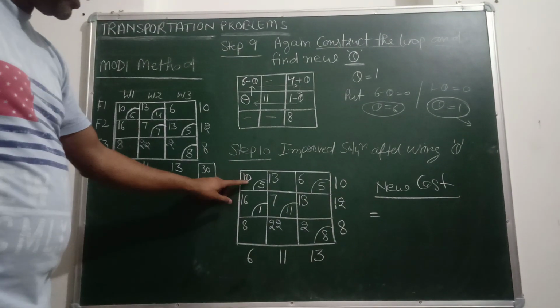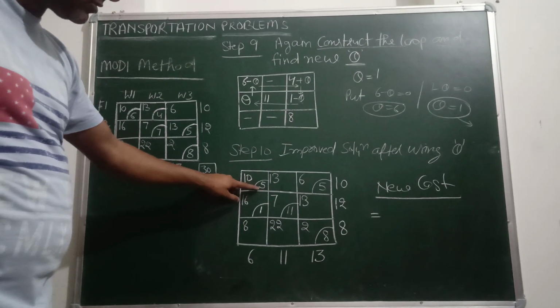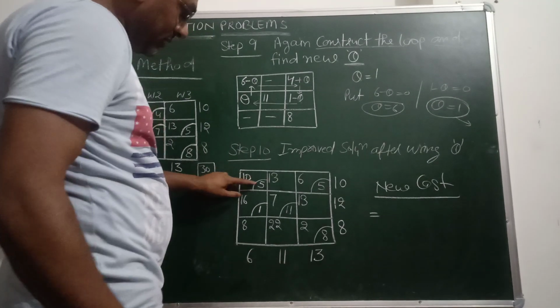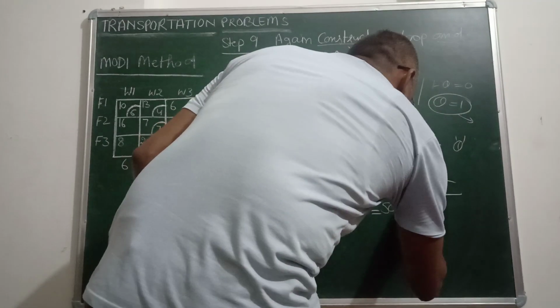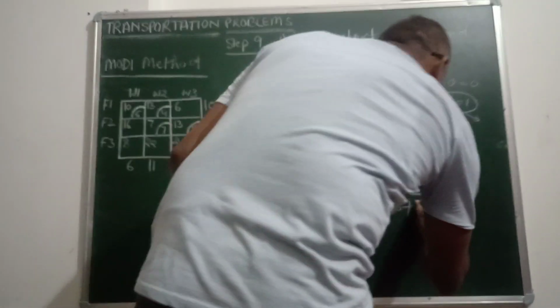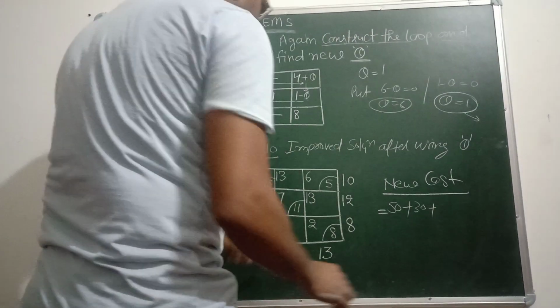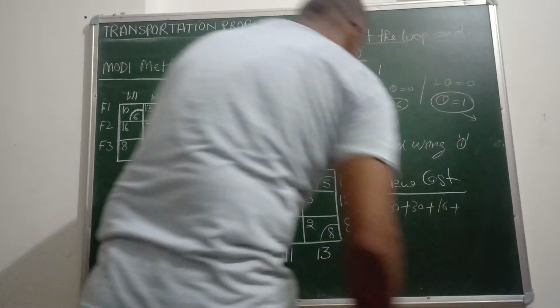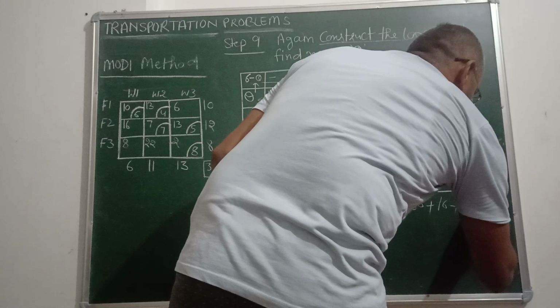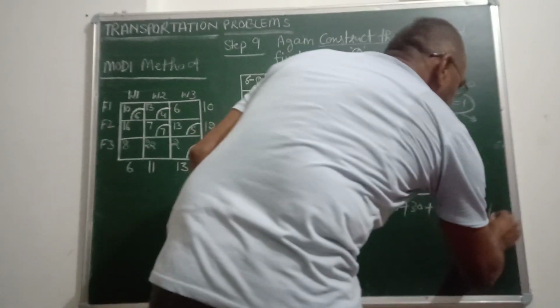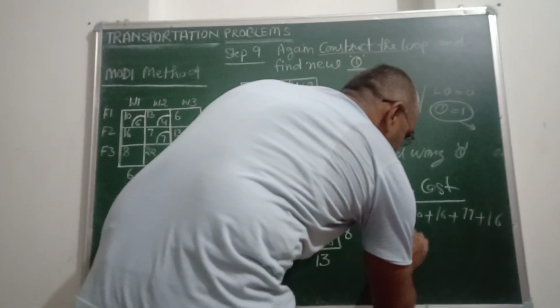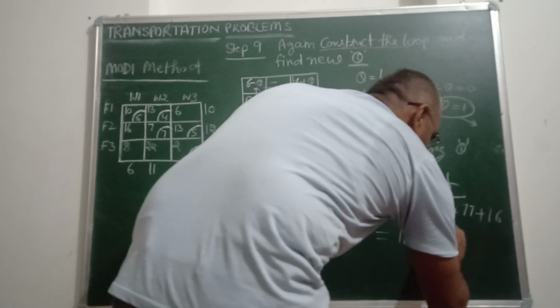So you will find the new cost by multiplying the unit cost with the allocation. So 10 into 5 is 50, plus 6 into 5 is 30, then 16 into 1 is 16, then 7 into 11 is 77, and 2 into 8 is 16, and if you add this, it comes out to be 890 rupees.